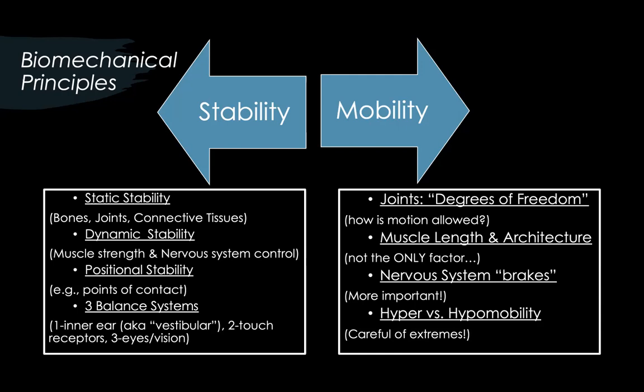Well, I'm going to give you a nice demonstration to help you experience what may be a better contributor to the amount of mobility or the amount of motion that you're able to experience. And that would be our nervous system brakes, or our nervous system control. So yes, muscle length and the way muscles are put together, their architecture, does allow a certain amount of mobility, but it's not the only factor controlling or limiting our mobility. The nervous system is actually more important in our control system.